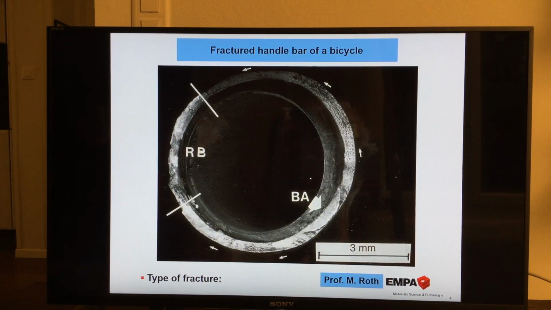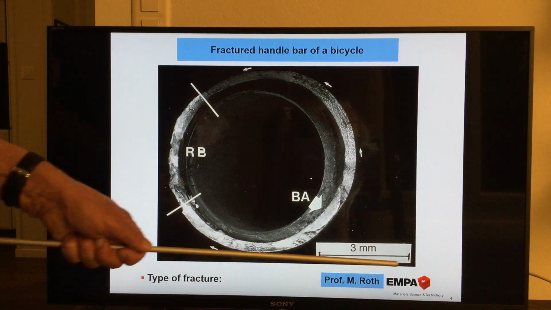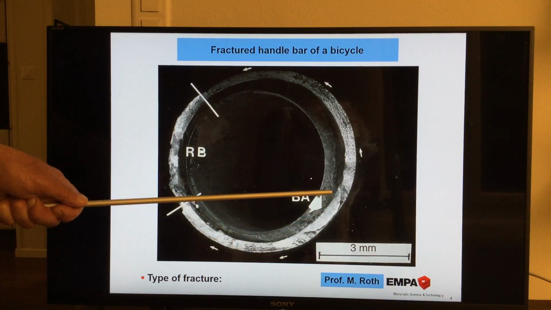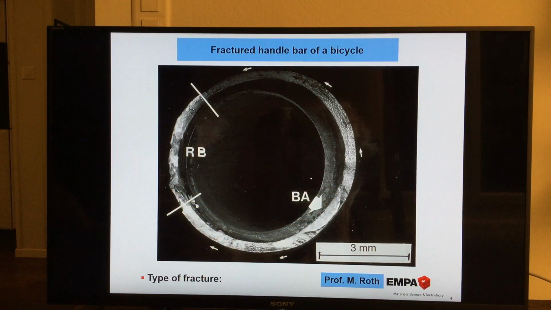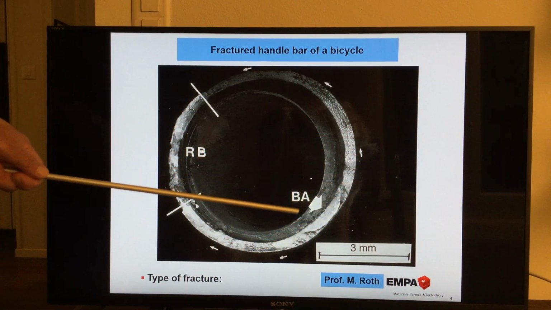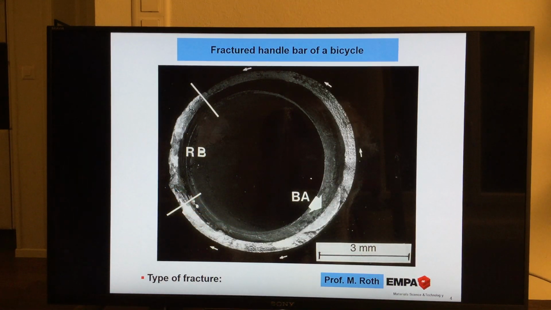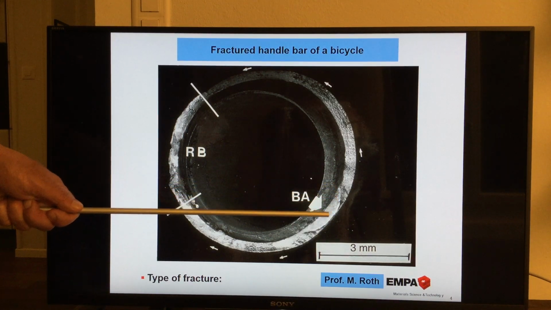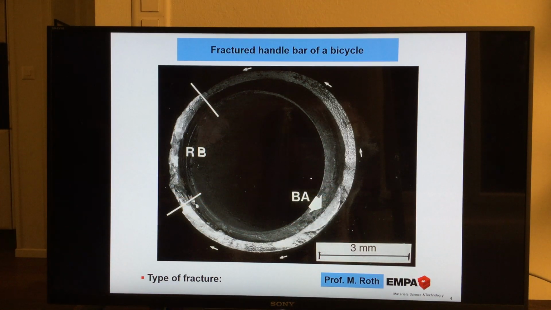Now we have a look directly at the fracture surface of this handlebar of the bicycle. What do we see here? Oh, by the way, I have to tell you, this scale is wrong, because you remember the thickness of this aluminium tube is 1.5 millimeter. You see here the aluminium tube, and inside the steel inlet. What can we read? The question is, what type of fracture do we have here? What can we read from this image? You see this half elliptical zone in the outer part of this aluminium tube.